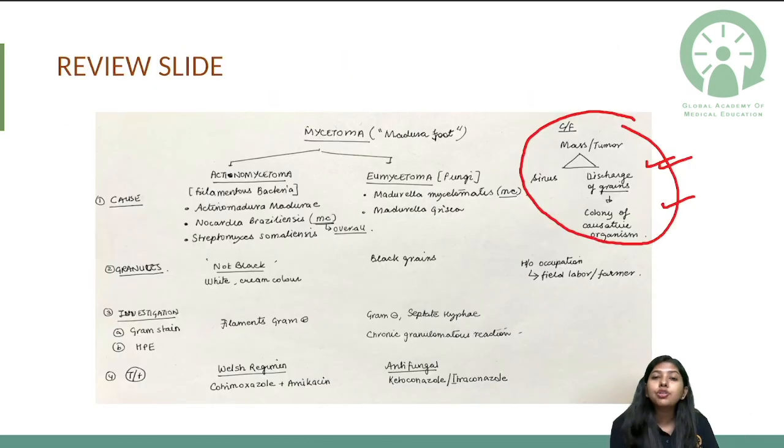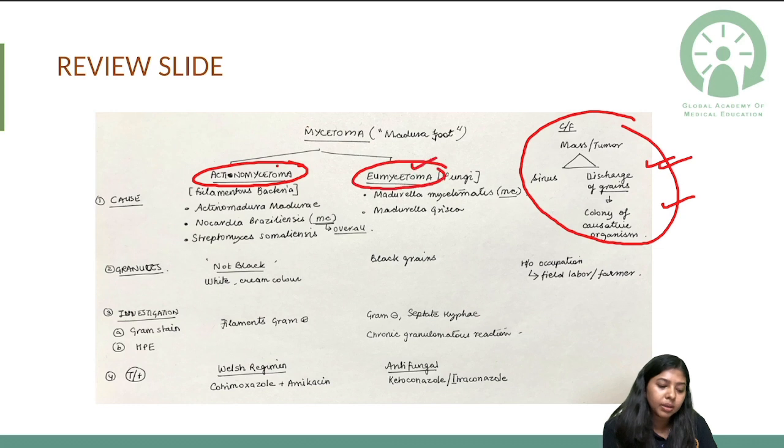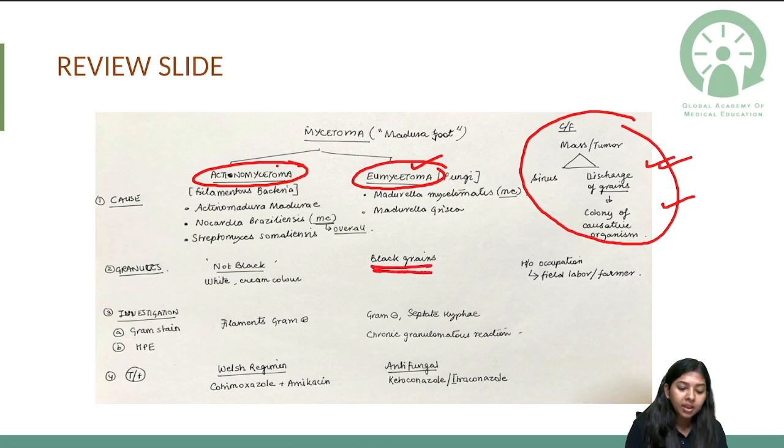Mycetoma can be caused by fungi, where it is called eumycetoma, and if it's caused by filamentous bacteria, it's called actinomycetoma. Then you have to remember the color of the grains in these two, because that is going to help you distinguish. If it's black, it's eumycetoma. Dark colored black grains are a feature of eumycetoma, whereas if it's not black, it can be white or cream colored, so it's actinomycetoma.